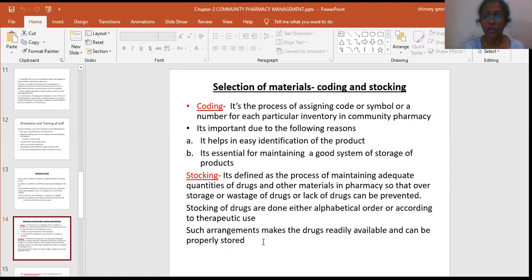Stocking is nothing but we should always keep the drugs or other commodities in the community pharmacy in such a way that over storage should not be there, which leads to wastage of the product, or under storage should not be there, so that customers simply go from the pharmacy without buying the particular drug. So storing the proper quantity of drug is very important in a hospital or community pharmacy, and this stocking is usually based on certain kinds of inventory control methods like ABC analysis, VED analysis.